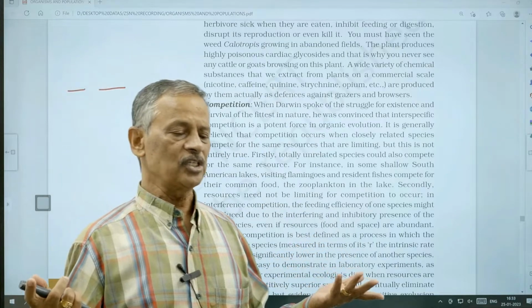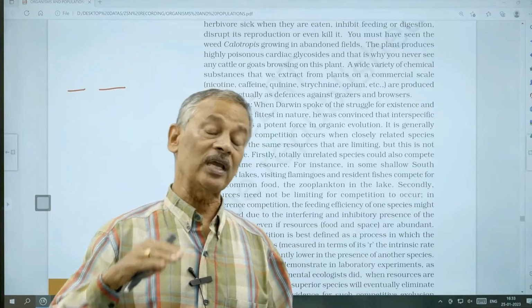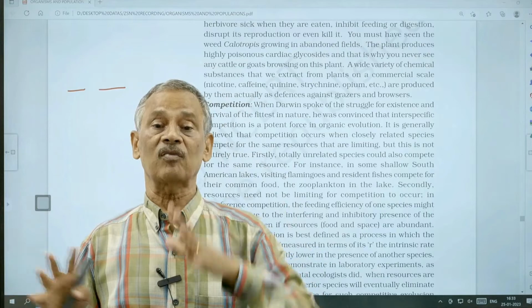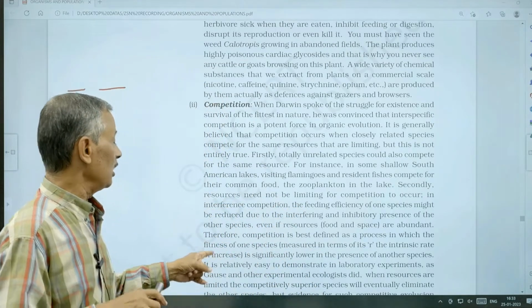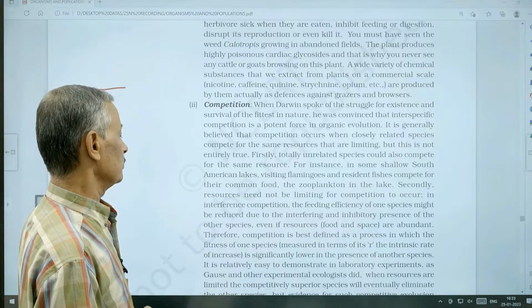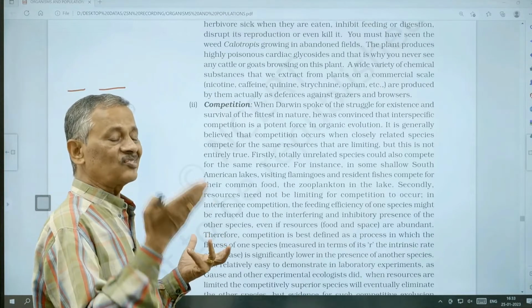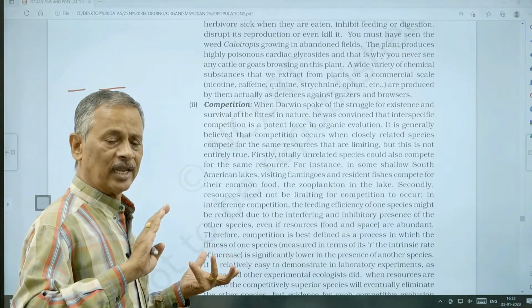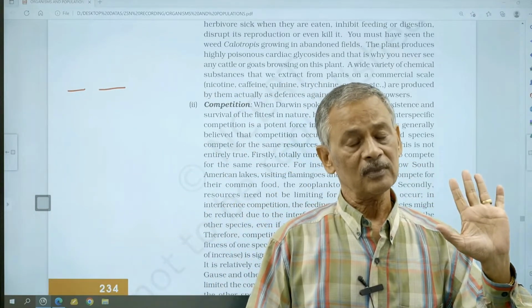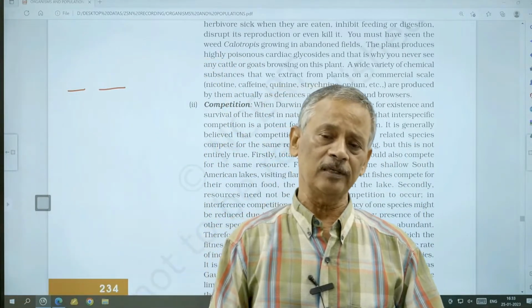Sometimes competition may be so severe that it will result in the elimination of a less adapted one, and only the better adapted one will survive, as is shown by the experiment of George Gause. He did an experiment with Paramecium, and the less adapted was eliminated. The highly adapted Paramecium aurelia survived, and Paramecium caudatum was eliminated.